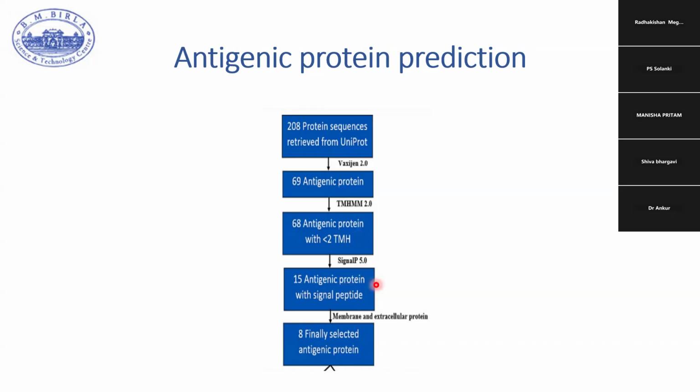After that, you can also go for signal peptide prediction. In signal peptide prediction, you can see there are only 15 antigenic proteins that have signal peptides. And most of the time, we try to develop a vaccine from membrane or extracellular proteins because they can be easily exposed to our immune system. That's why we always prefer membrane and extracellular proteins. So you see, the 208 proteins come down to 8. These are highly probable antigenic proteins that we can use for our vaccine development. So this is a simple flowchart.